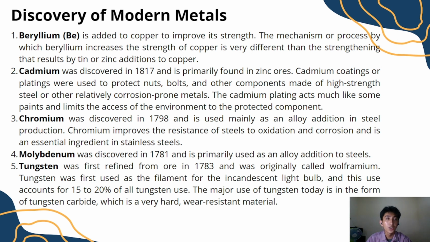Second, cadmium was discovered in 1817 and is primarily found in zinc ores. Cadmium coatings were used to protect nuts, bolts, and other components made of high strength steel or other metals from corrosion. The cadmium plating acts much like some paints and limits the access of the environment to the protected component. Third, aluminium.